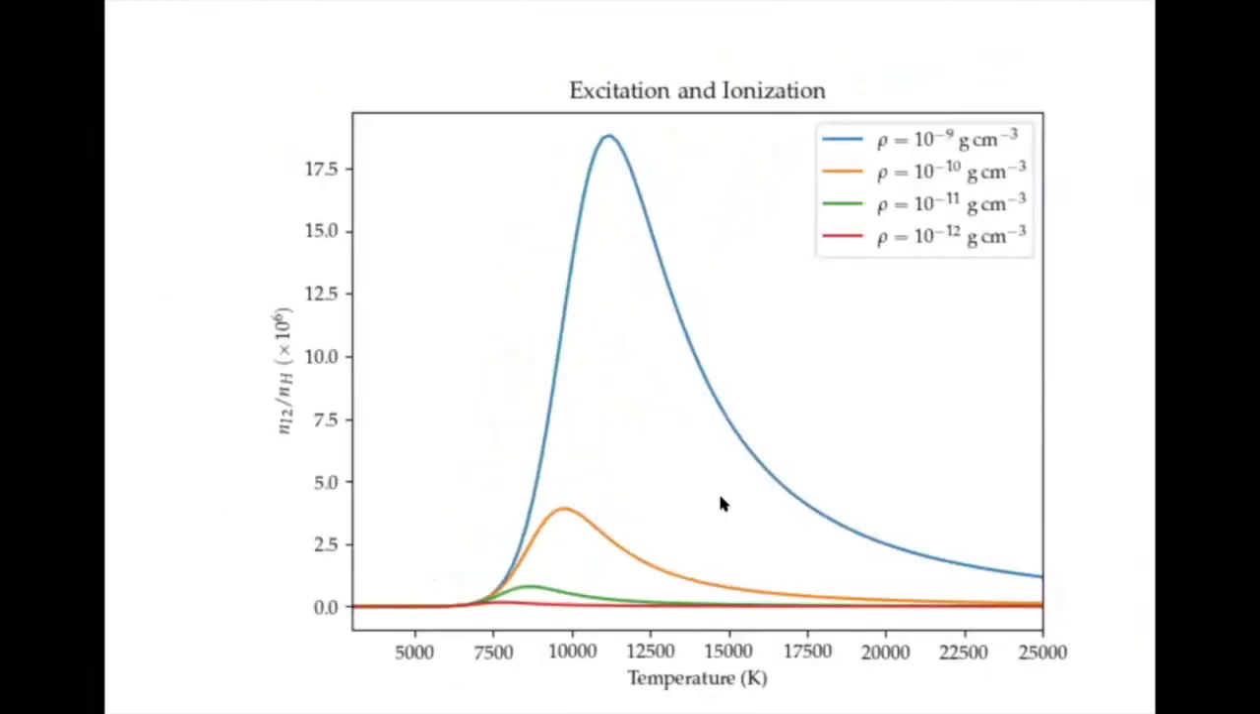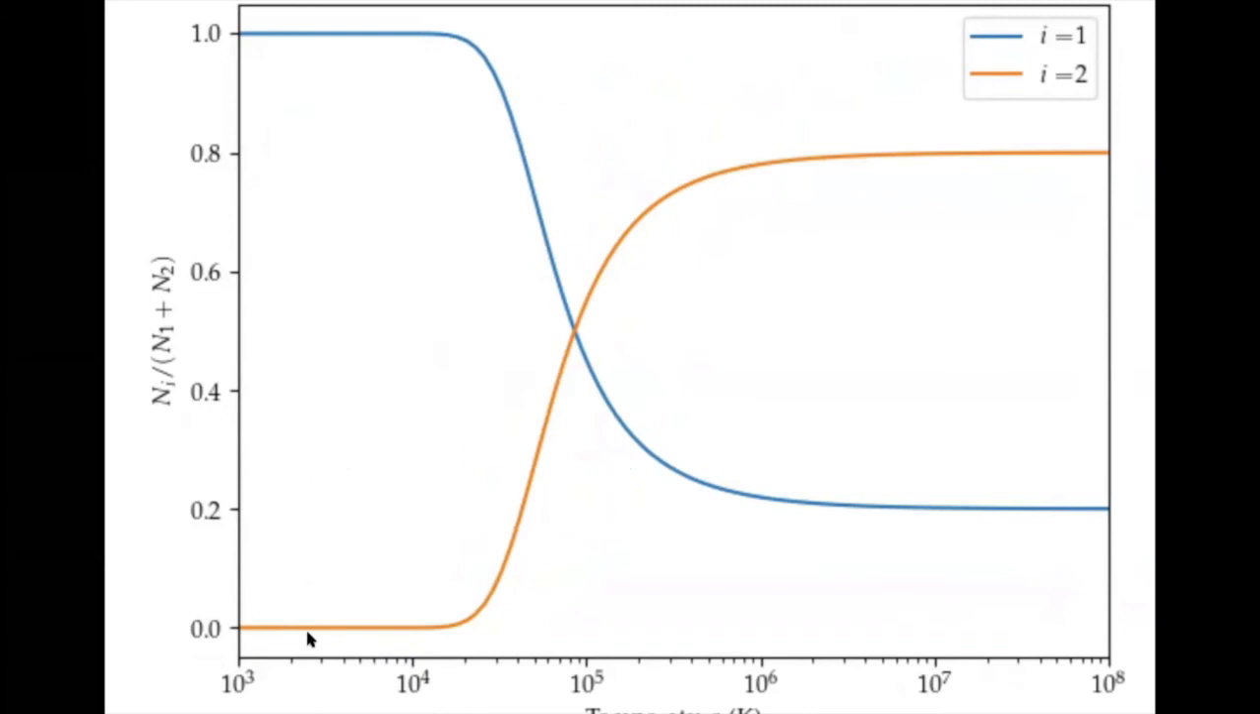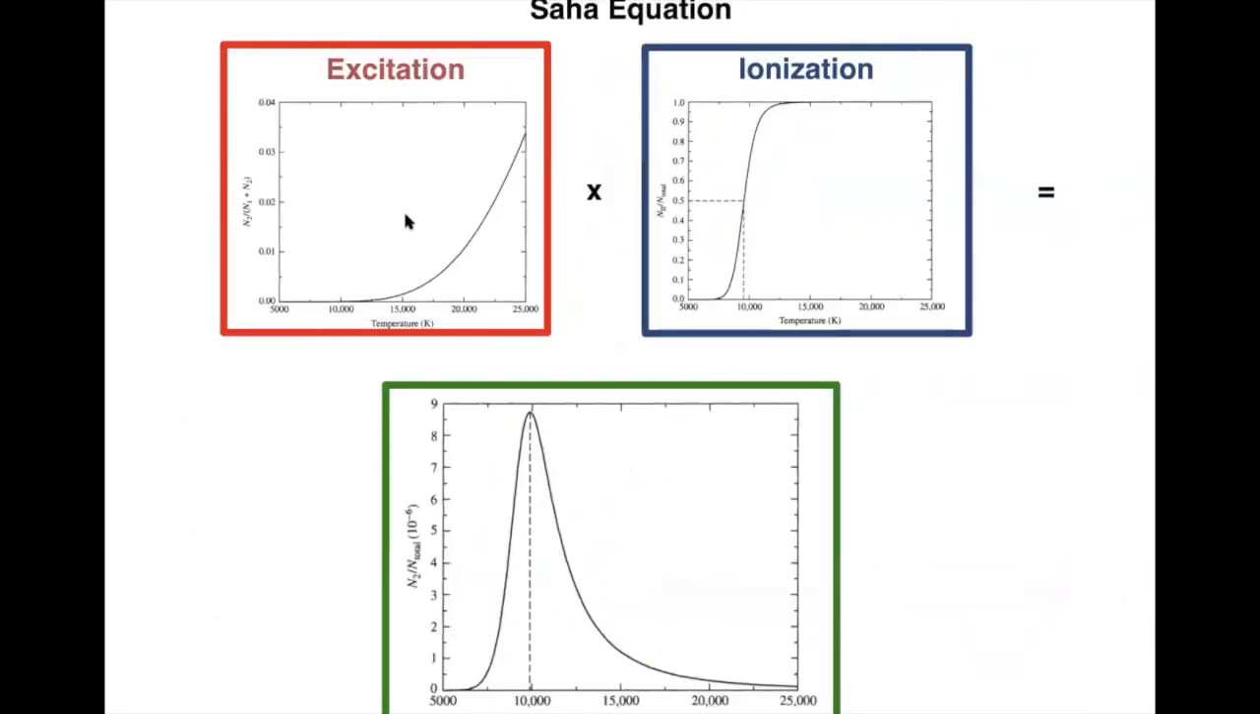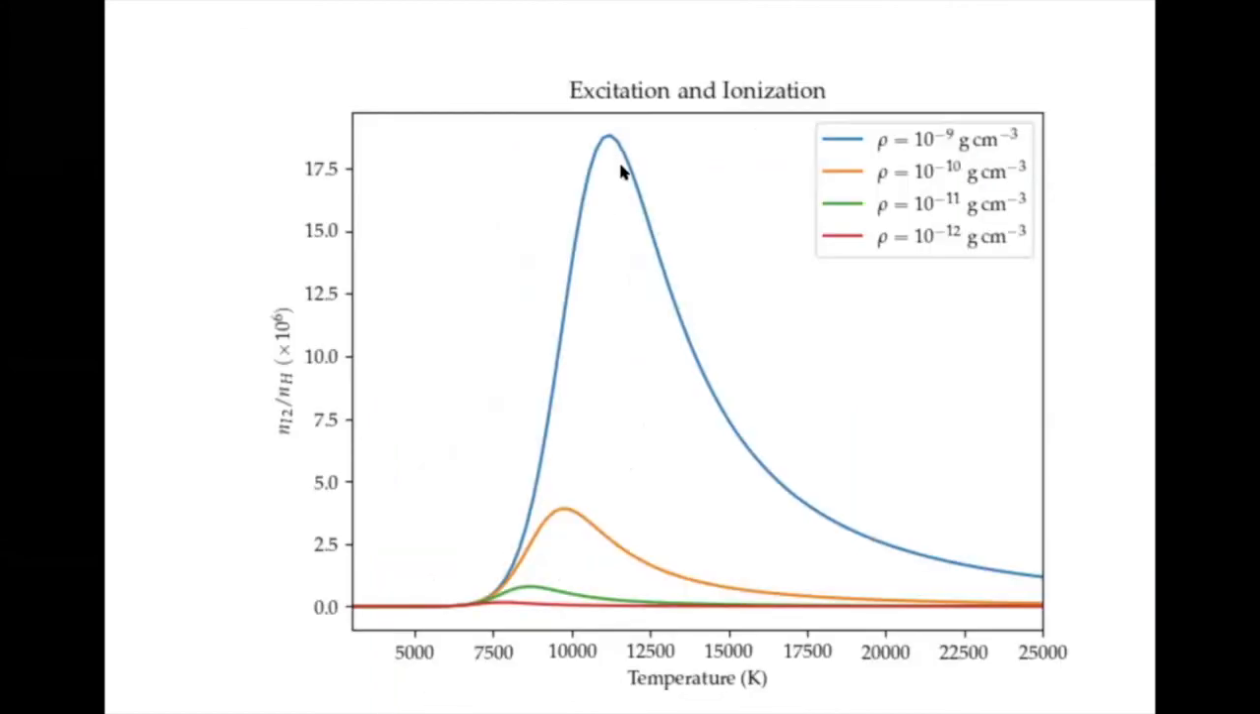So if you combine this with the curve of excitation, the excitation was this one. You have here the number of atoms in the ground state and the number of atoms in the first excited state. They cross at about 10 to the 5. But at 10 to the 4 Kelvin, you start to ionize really heavily. Now, if you combine them both, excitation and ionization, this is the curve that you have, peaking at 10,000 Kelvin. This is, again, the curve for different densities. For solar densities, about 10 to the minus 9, excitation and ionization balance, peaking at about 10,000 Kelvin, as you see here. So that gives you the maximum strength of the Balmer lines.